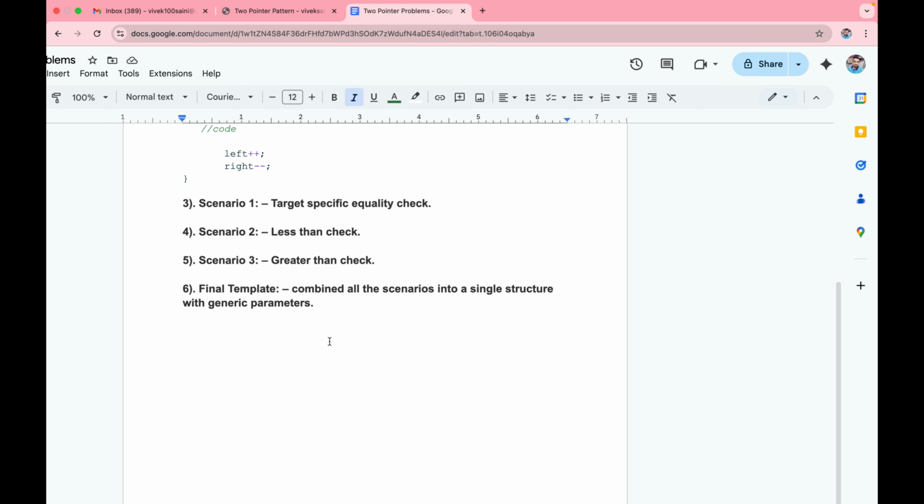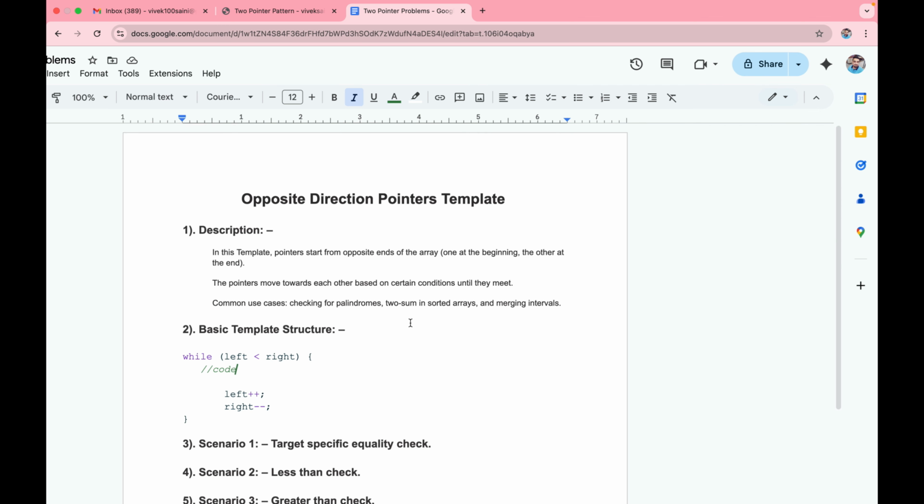Once I discuss two sum, three sum, four sum and so on in upcoming videos related to two pointers, I will directly use this template based on our scenarios. We will just think about the scenarios and then directly use this template, and after doing a few modifications, we will be able to achieve our target. So this will be our target. Let's get started with the opposite direction pointer template.